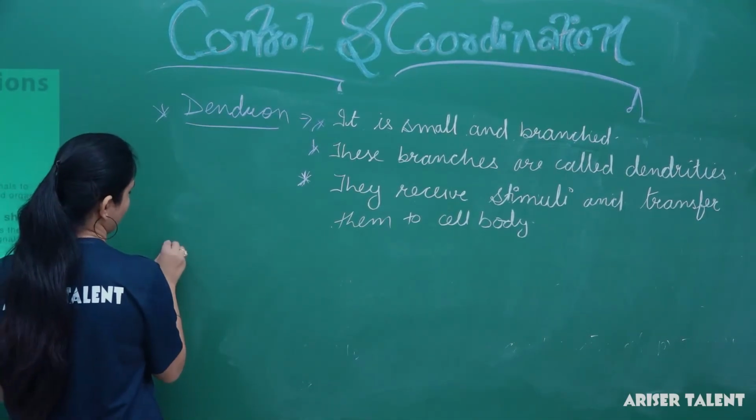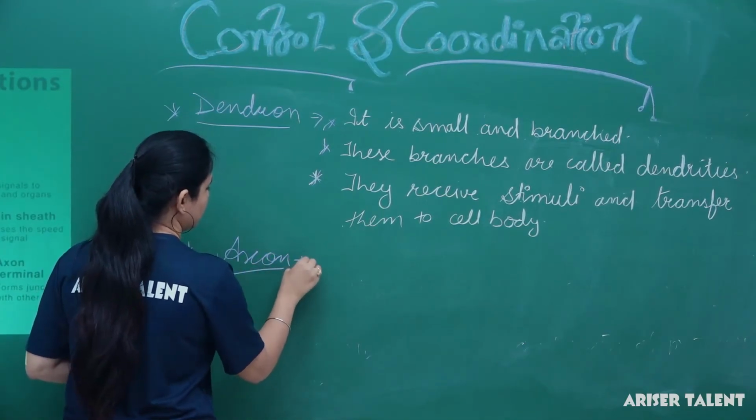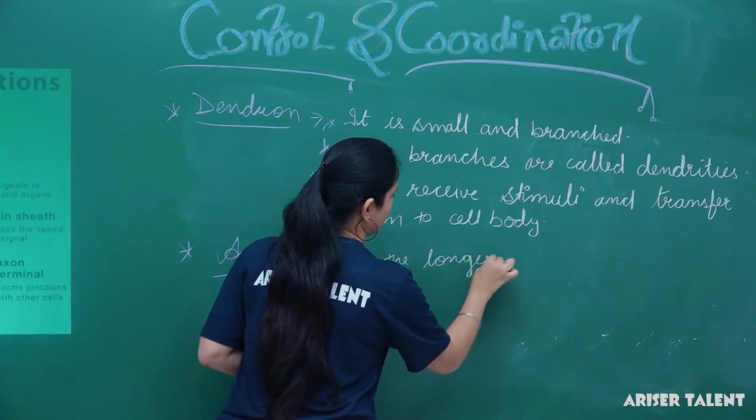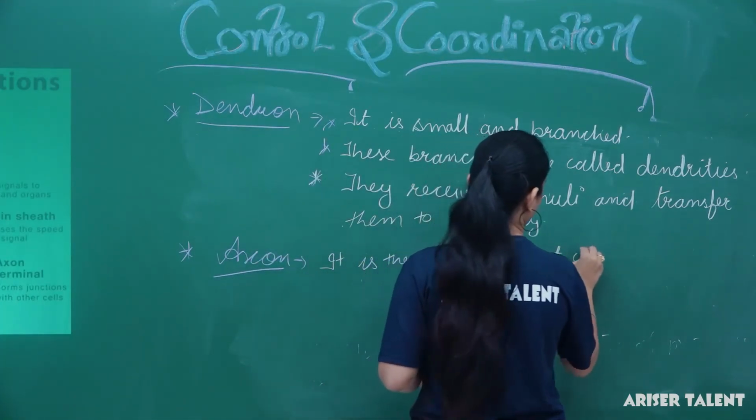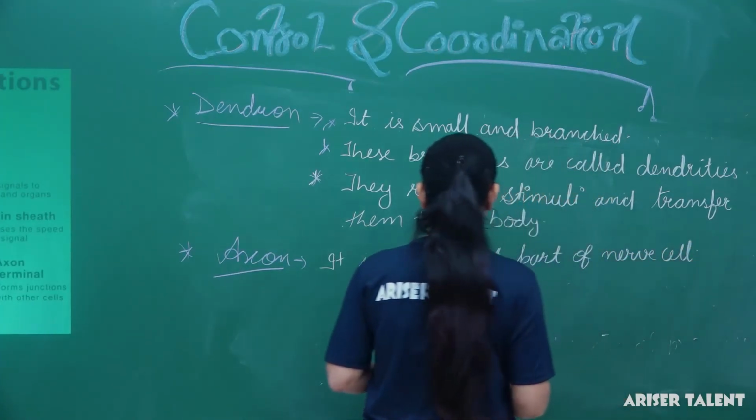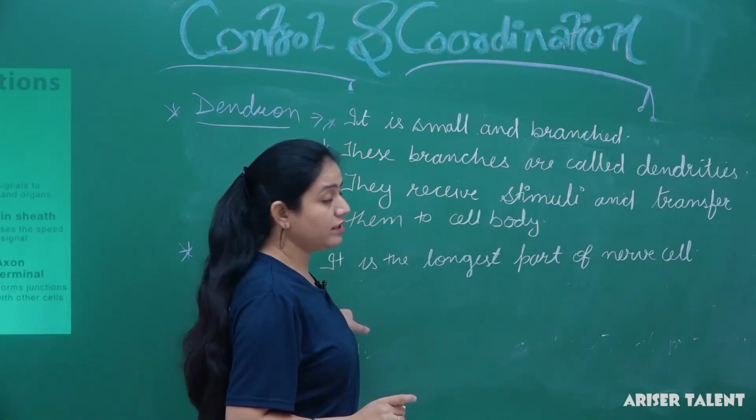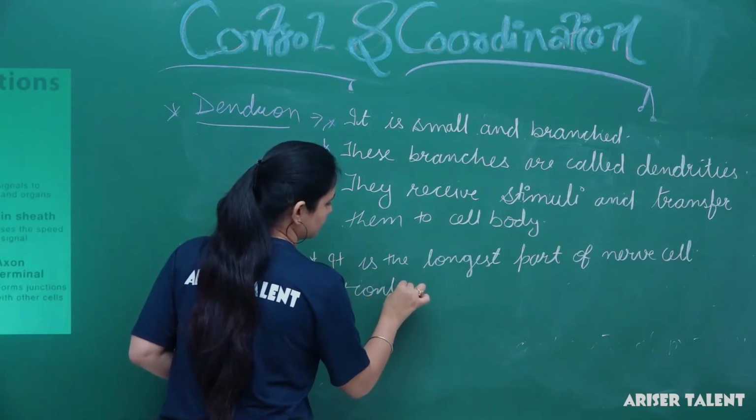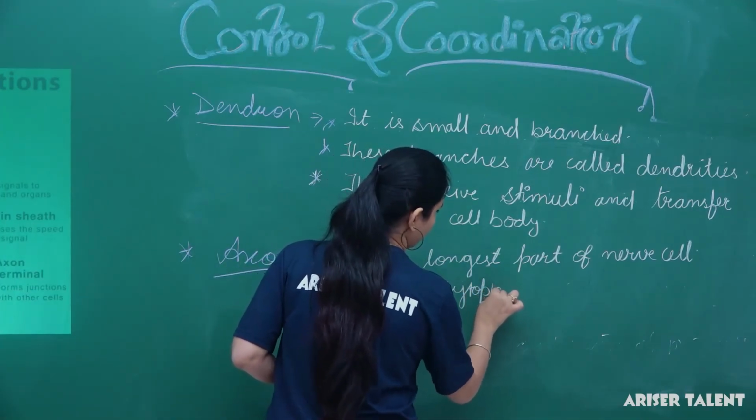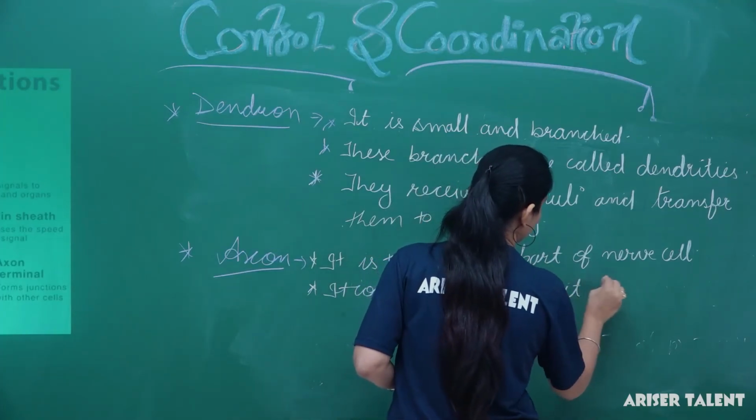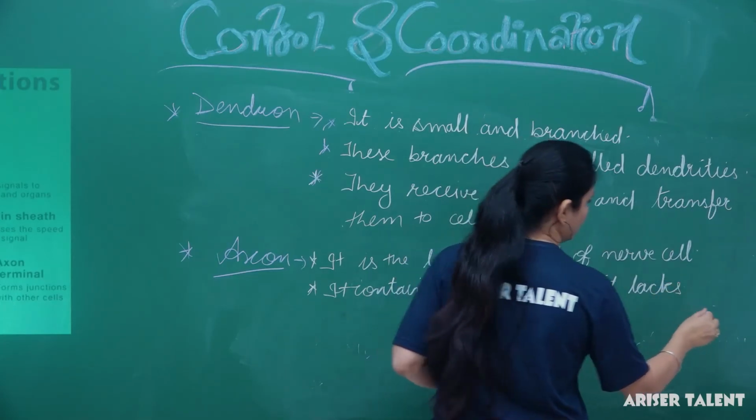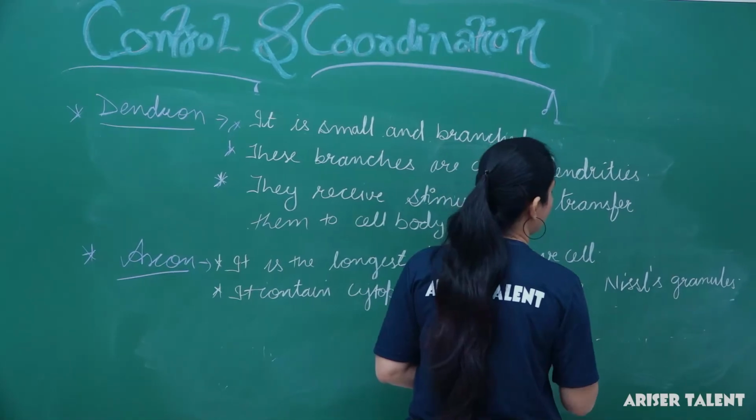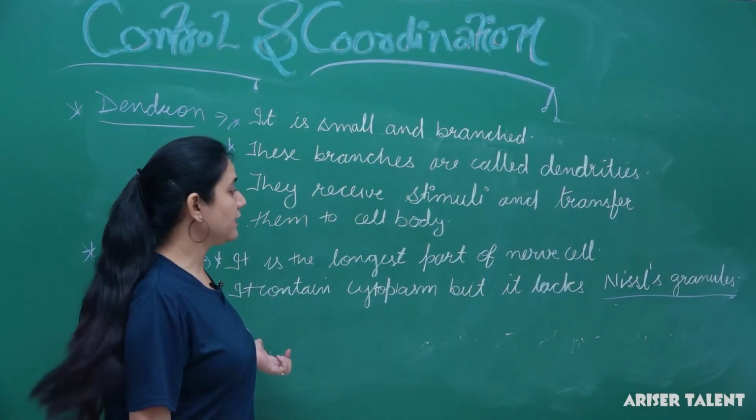Next is the axon. This is the longest part of the neuron. It is the longest part of the nerve cell. Okay, generally it contains cytoplasm, and the cytoplasm of the axon does not have Nissl granules. It contains cytoplasm, but it lacks Nissl granules. Okay, Nissl granules are absent here, so thus they cannot synthesize protein. Clear? So the axon cannot synthesize protein.